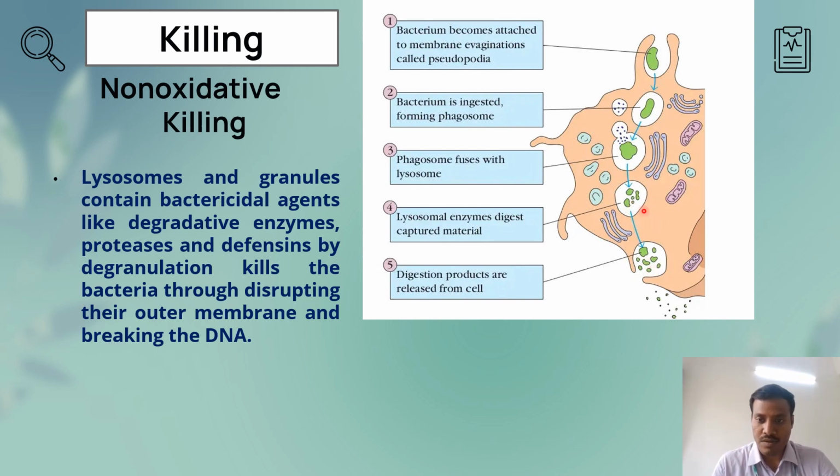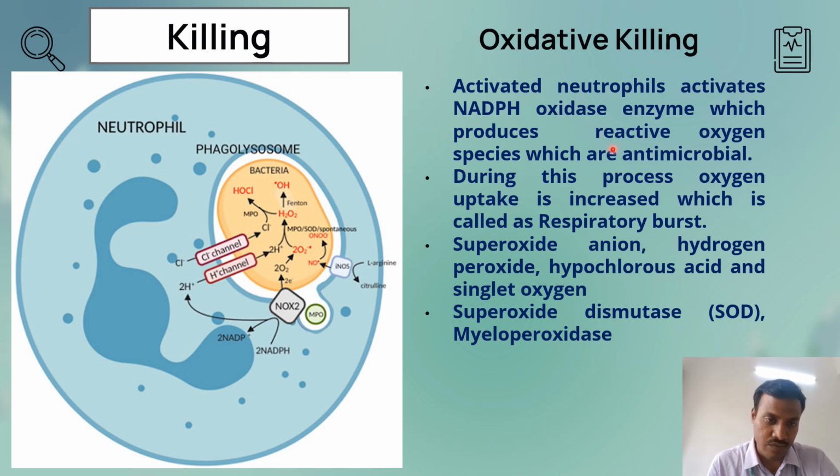Okay, so finally the waste products are formed inside the cell, and they get exocytosed out of the cell. So this type of killing is called non-oxidative killing. The other form of killing is oxidative killing.